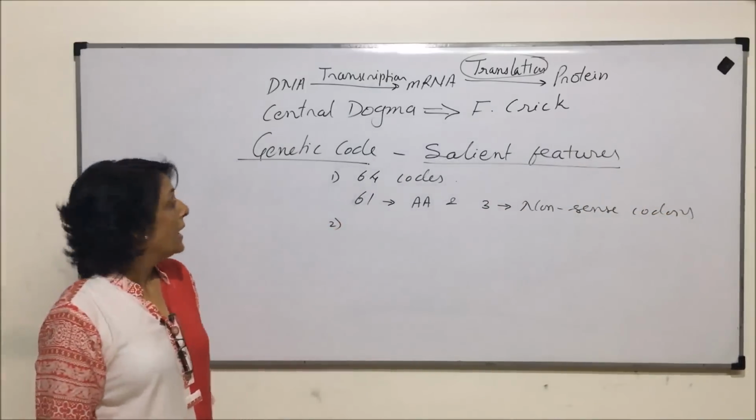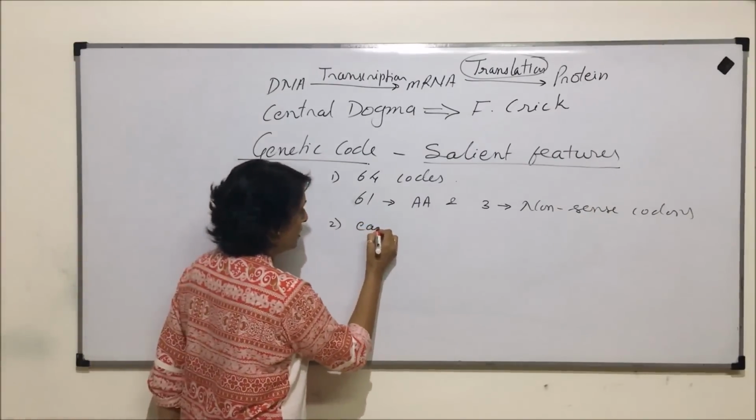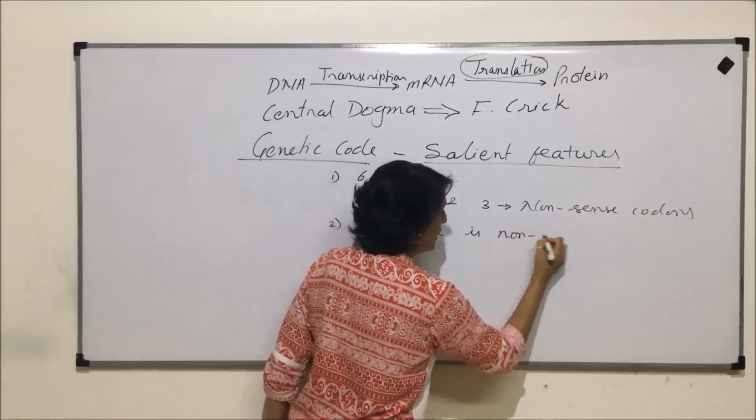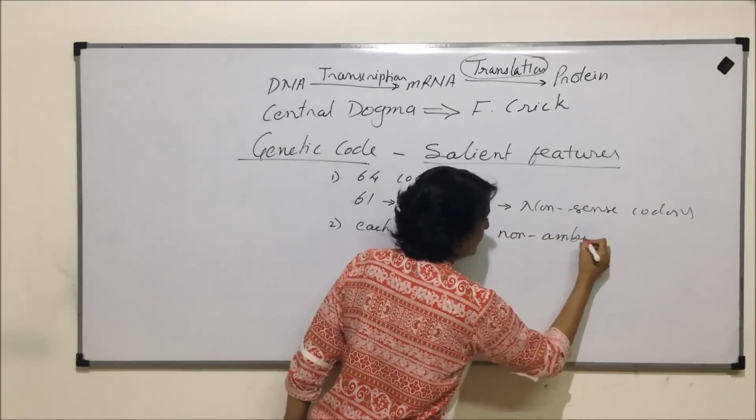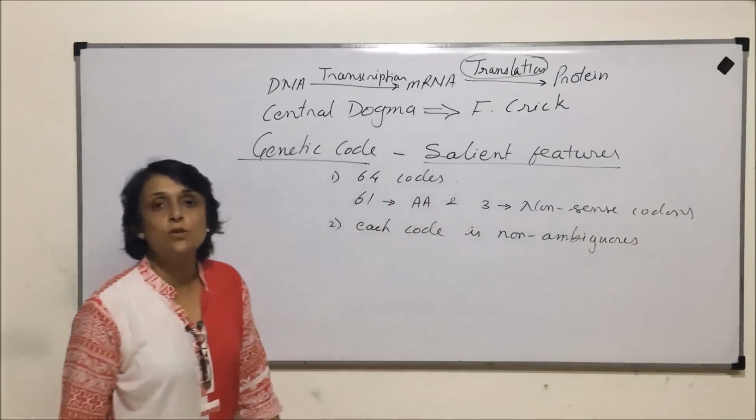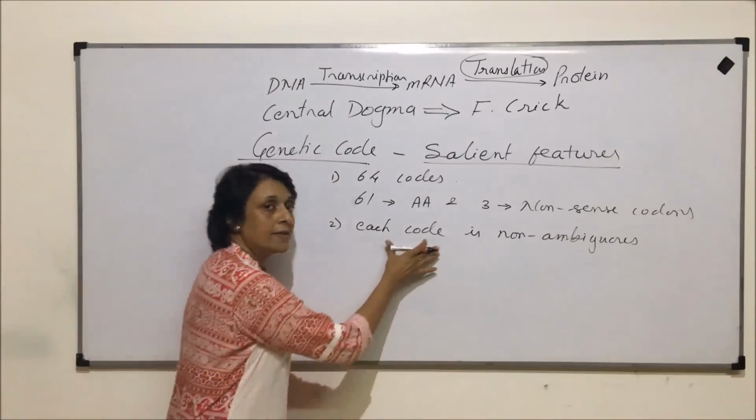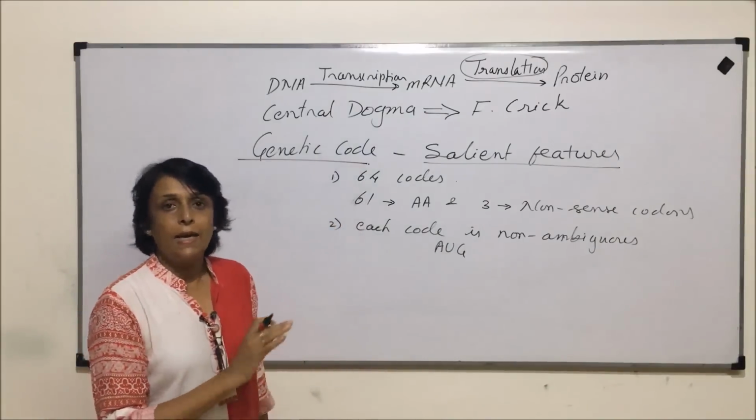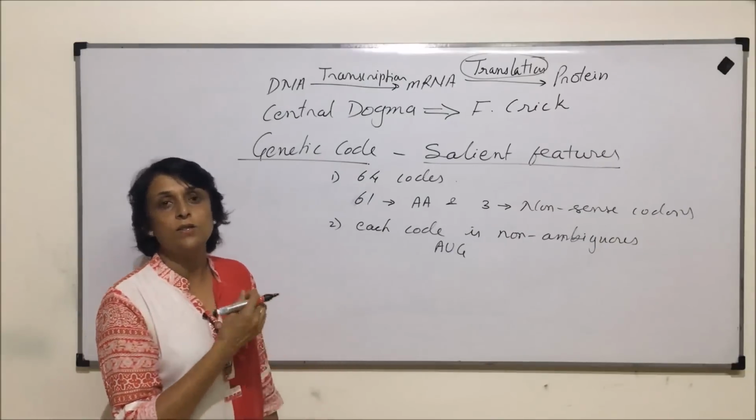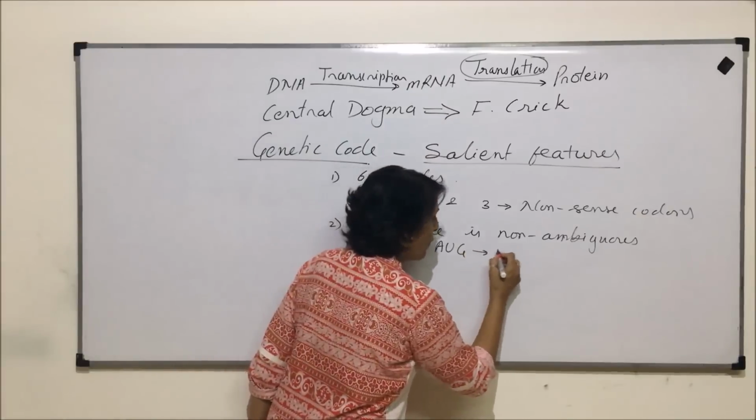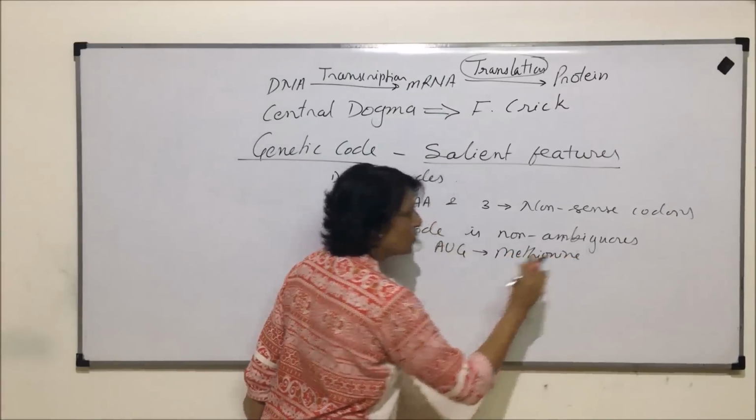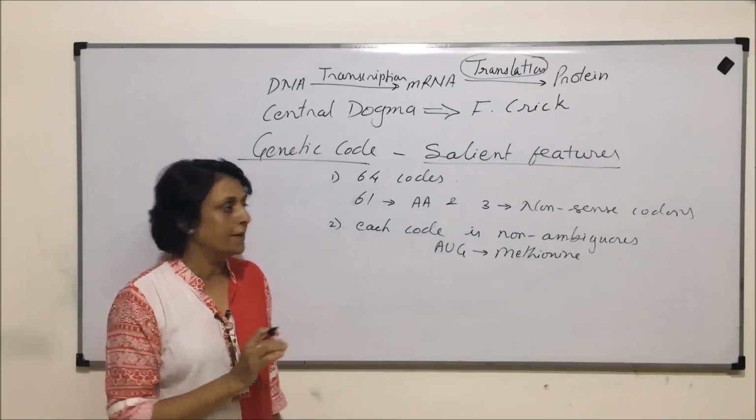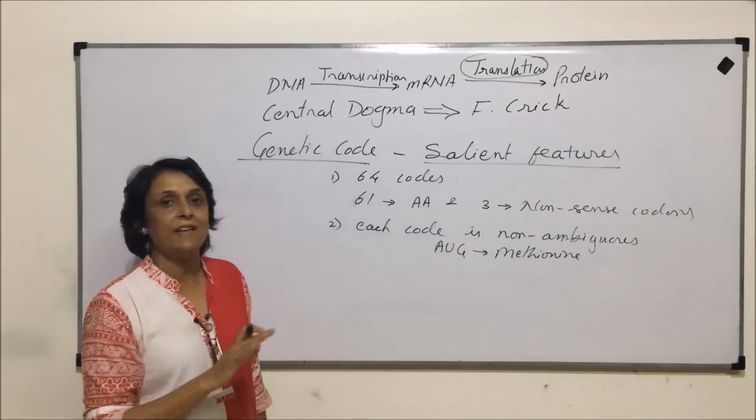Second point, each code is non-ambiguous. That means there is no vagueness or ambiguity. What does this mean? If we write a code as AUG, wherever there is a code AUG, it can never be confusing whether it codes for methionine or is it coding for valine. It will always code for methionine. So there is no confusion, and that is what we mean by non-ambiguity. So it is absolutely specific or clear that this code is going to code for methionine wherever it is found.